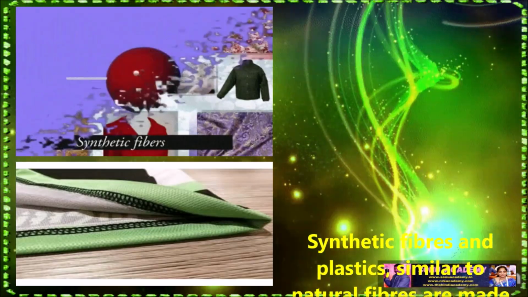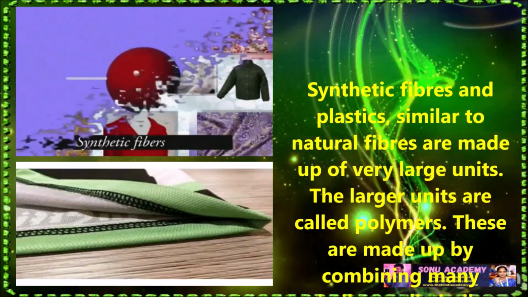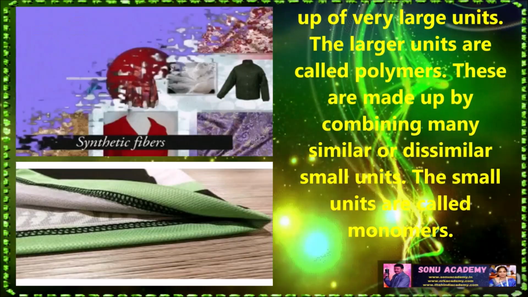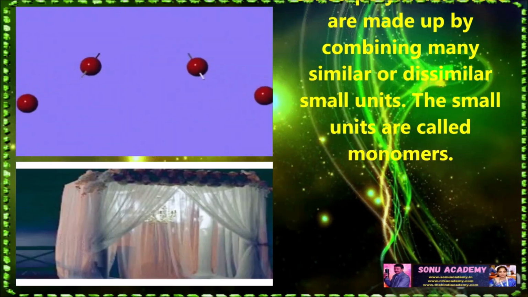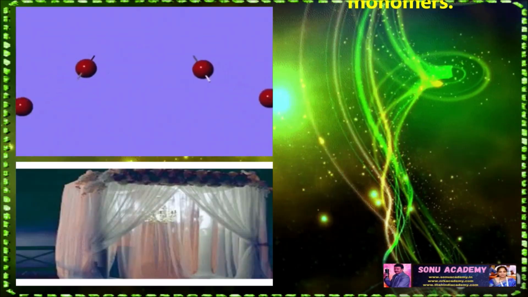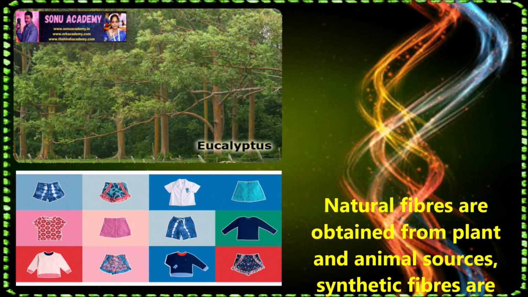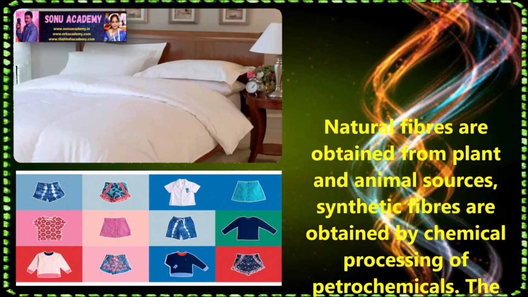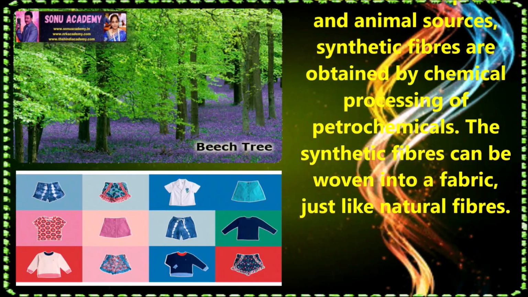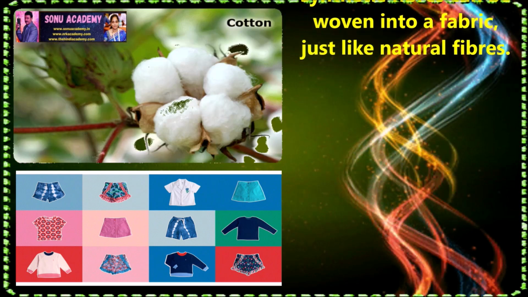Synthetic fibers and plastics, similar to natural fibers, are made up of very large units. The larger units are called polymers. These are made by combining many similar or dissimilar small units. The small units are called monomers. The natural fibers are obtained from plant and animal sources. Synthetic fibers are obtained by chemical processing of petrochemicals. The synthetic fibers can be woven into a fabric just like natural fibers.